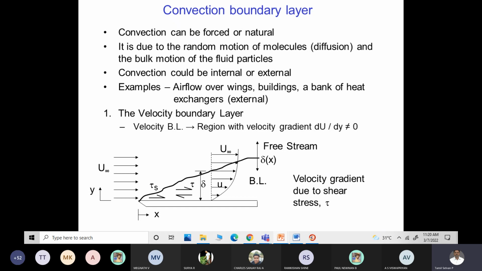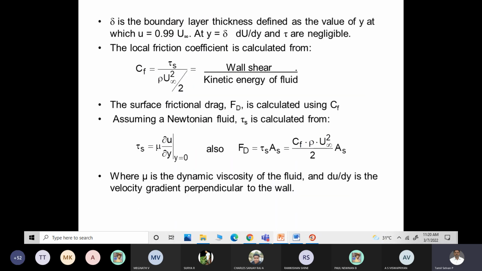So like that, we will be having three thicknesses. One is displacement thickness, the other one is momentum thickness, and the other one is energy thickness. So we will be considering the displacement equation, momentum equation, and energy equation. After considering all these things, Prandtl arrived at these expressions. And he found that the local friction coefficient, Cf, is equal to wall shear divided by the kinetic energy of the fluid.